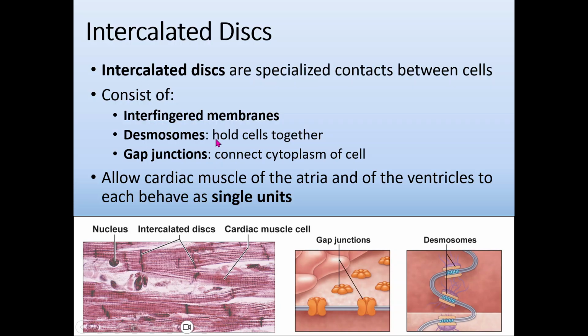Desmosomes, you can think of as little pieces of Velcro that hold those cells together so they don't pop apart. And just like in the smooth muscle cells, we have gap junctions so that they can communicate those action potentials so that they can contract in unison. So the overall structure of cardiac, the biggest thing is that we want it to contract as one unit.